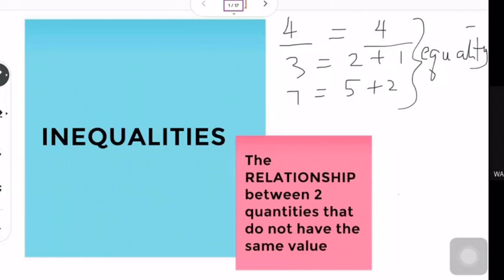Means the relation. When we say equality, this is a relation. The equal sign is the relation of the value on the left side with the value on the right side. When we talk about inequalities, we talk about the relation between two quantities that do not have the same value. So the value on the left side is not equal to the value on the right side.